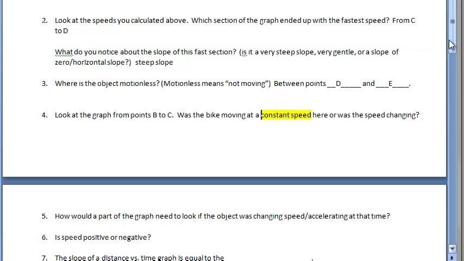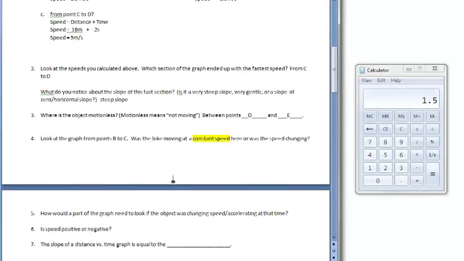Question 5 asks, how would a part of the graph need to look if the object was changing speed, or accelerating, at the time? We just discussed that if an object was moving at a constant speed, we would see a nice straight line. When we see that an object is changing speed, that graph is going to be curved. So please write down on your paper that it would be a curved line. That means that it was changing speed.